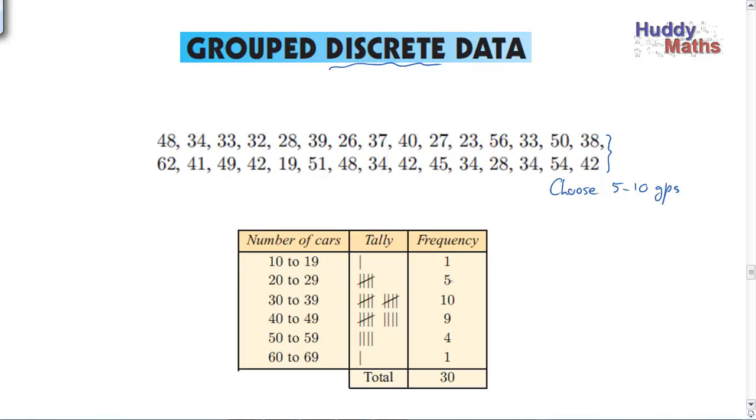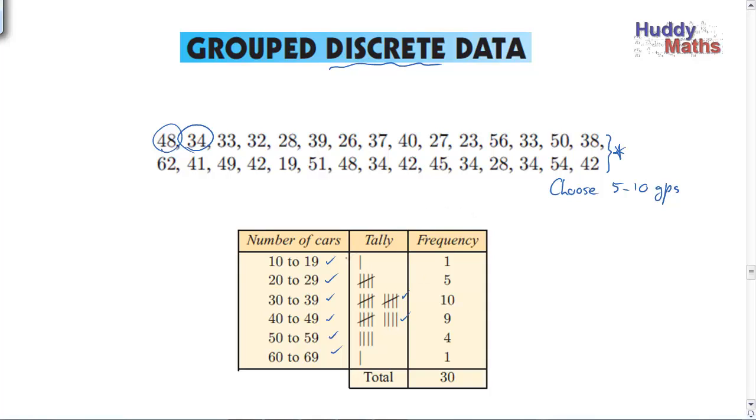Okay, and the idea of grouping is that there are too many individual scores here, so we'll bundle them up. 10 to 19, 20 to 29, notice there's no gaps there, 30 to 39, and so on. We end up with 6 groups. Let's tally them. Let's take the first one, circle it, 48. We put a mark down here in that group. 34, you put it in this group.